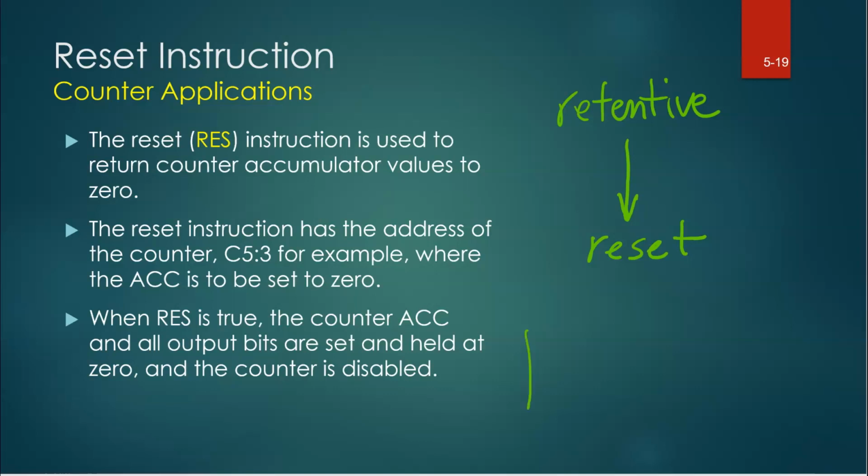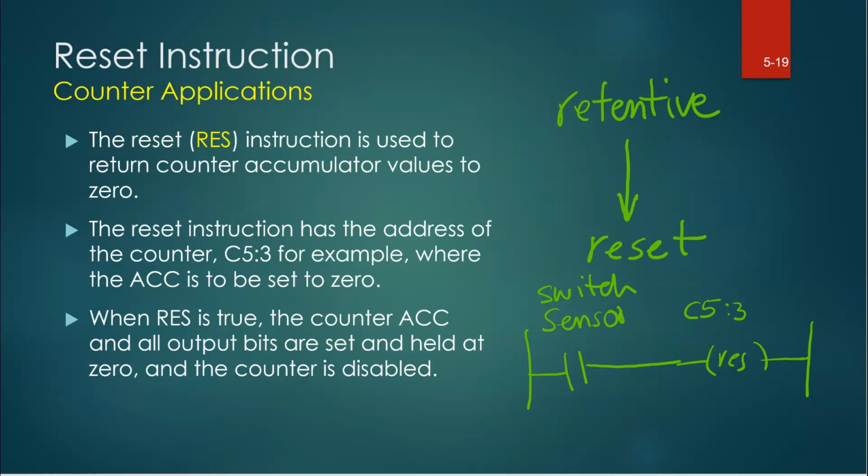For example, if you want to reset the accumulator value of a particular counter, you need to provide the address on top of the reset instruction. Let's assume that we want to reset the accumulator value of C53. So I need to provide the address on top of the instruction, and then I have to use an input logic. This can be connected to a sensor or a switch. And based on that, I can reset the accumulator value of my counter.